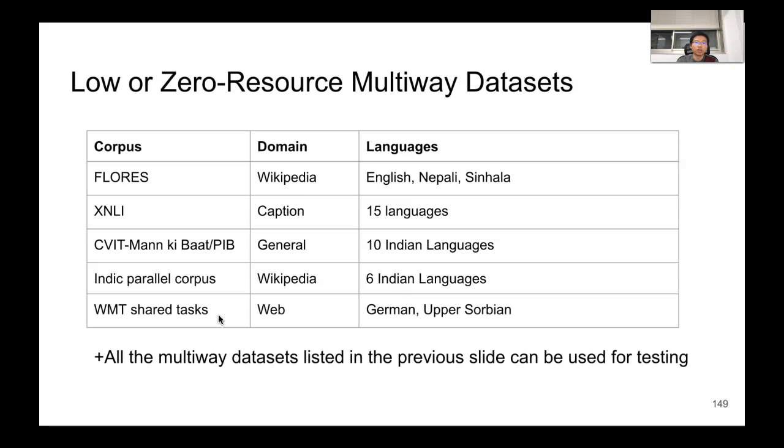And if you are interested in the WMT shared tasks, they also organize some low-resource or zero-resource shared tasks. For example, this one, where the domain is web, and they have German and Upper Sorbian as languages. Of course, you can use all the Multiway datasets listed on the previous slide for this setting by using just a very small set of them, and treating them as a low-resource setting.